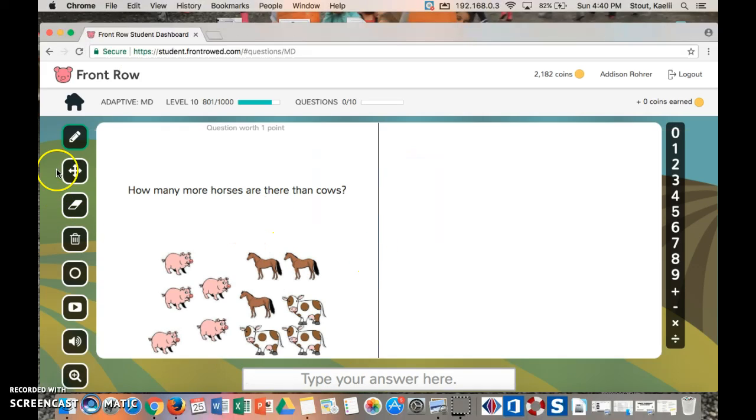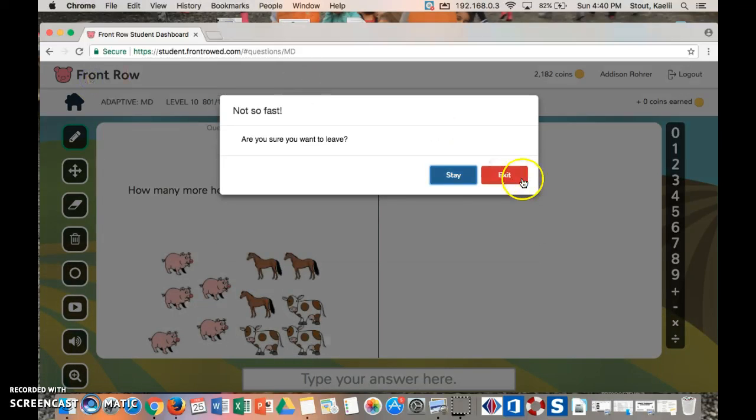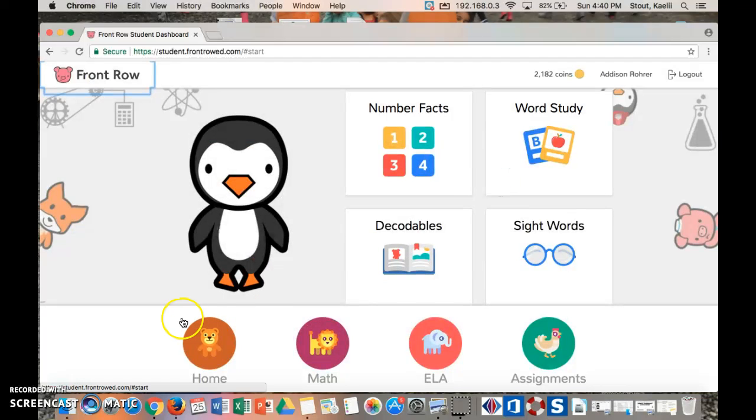You can type the answers. It does a lot of different features that she can use to help her solve, and each question's worth 1 point that she can earn toward her coins. So as you can see, it gives you the level overall, the questions answered, and then on the teacher's end, they can also get a report. So this is just an easy app that you can use in your classroom to work with your students.